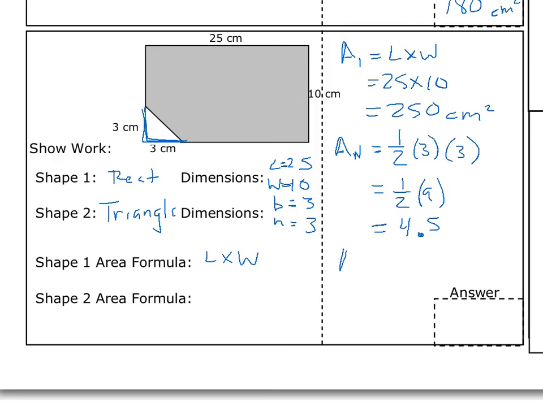So to find out what I have left, I take my A1, I subtract my negative space. That's 250 minus 4.5, which would give me 245.5 square centimeters. So the area of my shaded region is the same thing as what I originally had, minus the area of the negative space. I get it.